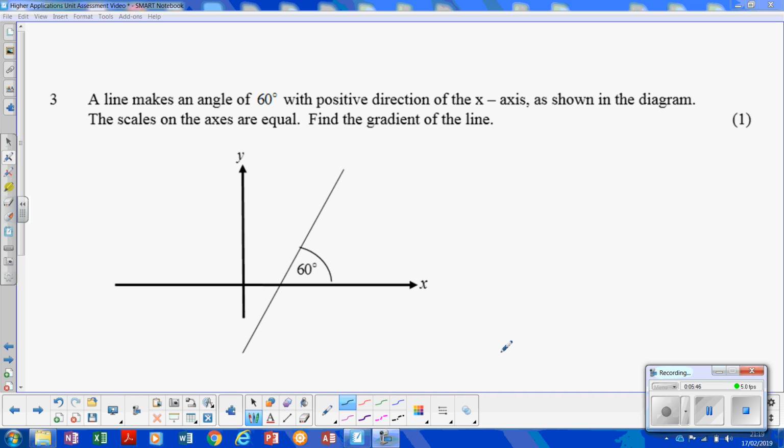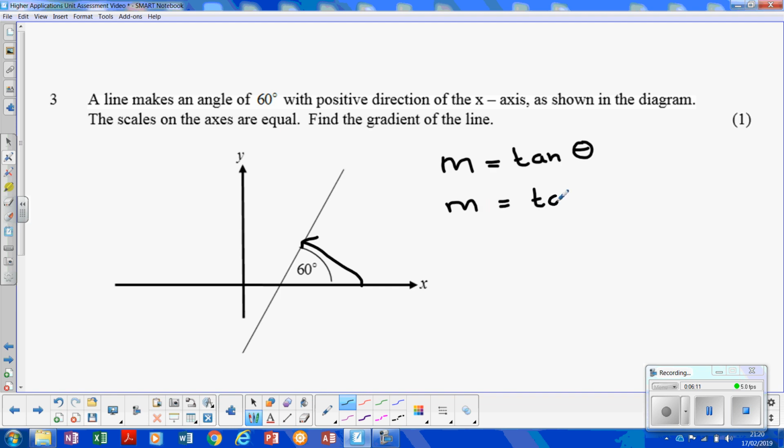A line makes an angle of 60 degrees with the positive direction of the x-axis as shown in the diagram. The scales on the axes are equal. Find the gradient of the line. Right, so the connection here is gradient is equal to tan theta, and theta is the angle between the x-axis and the line, and it's going in an anti-clockwise direction, so that angle is 60 degrees. So the gradient is equal to tan 60.